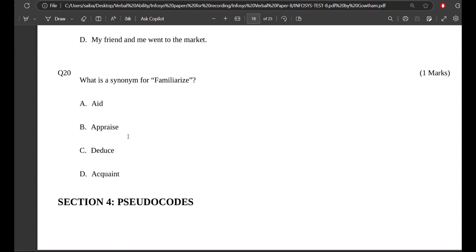What is the synonym for familiarize? Familiarize is acquaint. Familiarize means acquaint. What is the meaning of acquaint? To make someone familiar with something. That is the meaning of acquaint. Familiarize also means the same. Familiarize is like to acquaint or to become familiar with someone, right? Acquaint is also the same thing.